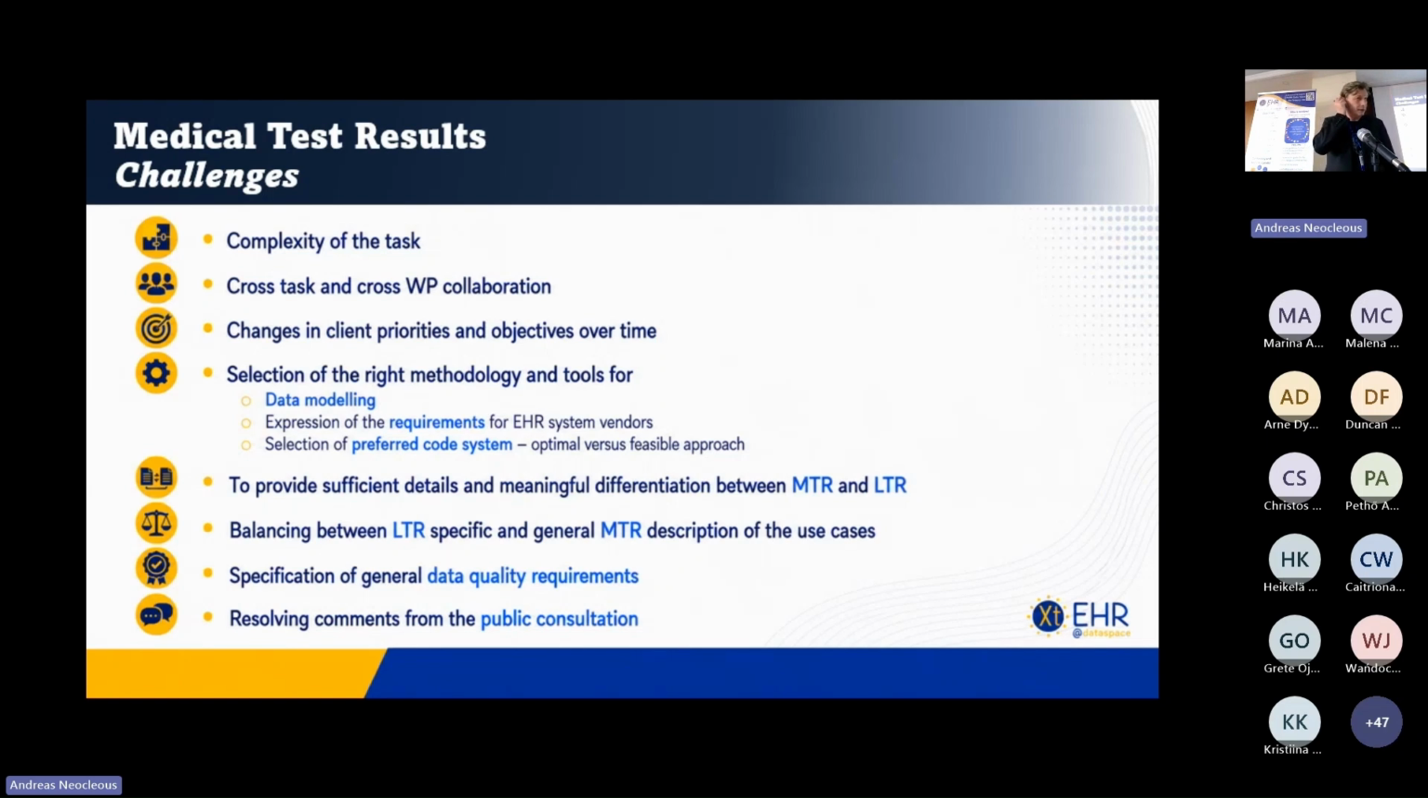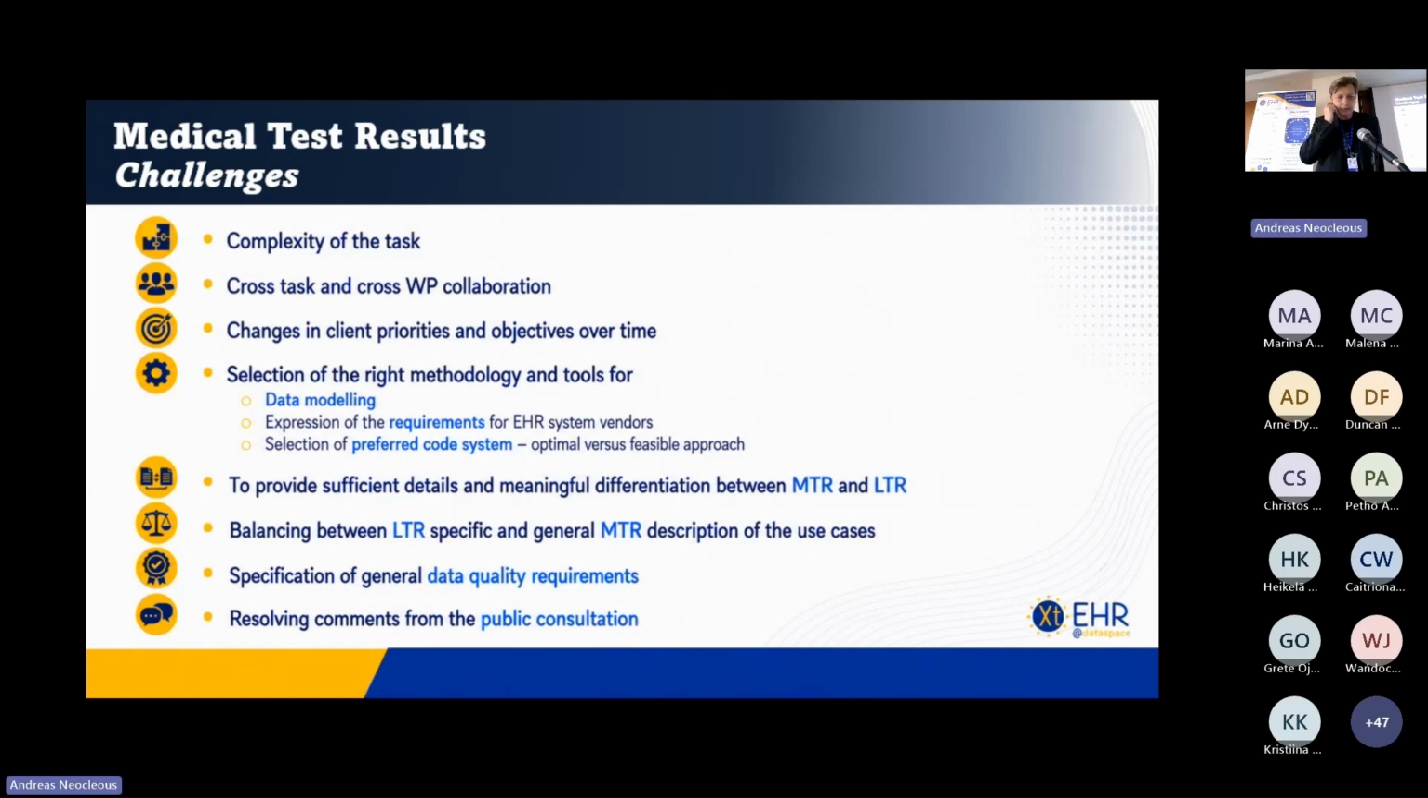However, and that was one of the challenges that we faced, we need to balance between this very broad type of observations, which we cannot describe in detail for all the possible cases, and the need to be specific enough to allow for a meaningful implementation. So that was the first challenge.